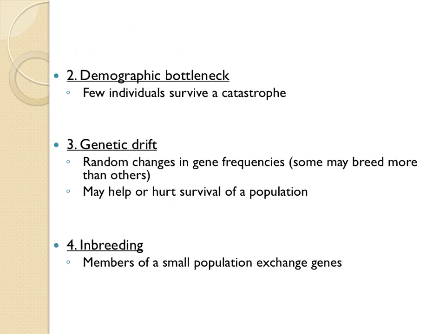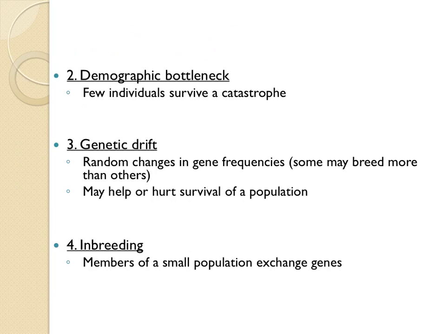Genetic drift, random changes in gene frequencies. Some may breed more than others. That may help or hurt survival of a population. Genetic drift is kind of the idea, again, in Wisconsin with our white-tailed deer population. The deer that are the strongest, that have the antlers they can use to fight off others, and overall are the healthiest, they're the ones that tend to reproduce. Not only do they mate with one female, but they may mate with multiple.